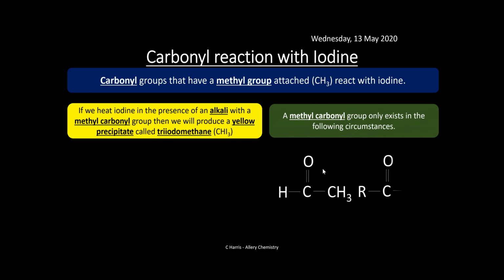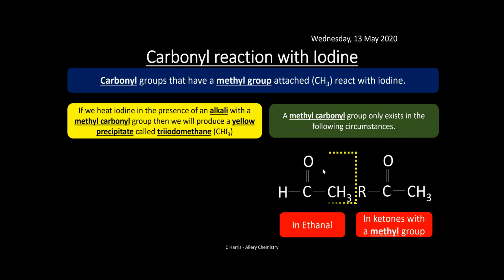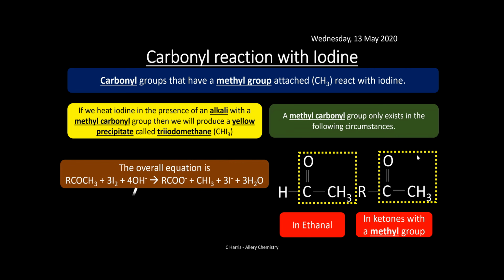Okay, so a methyl carbonyl group only exists in the following circumstances. Either in ethanol, as you can see here, or in ketones with a methyl group that's directly bonded to it. So this is a methyl carbonyl group. We're looking for these strict circumstances here, and if that exists, then it will react with your iodine. So let's have a look.